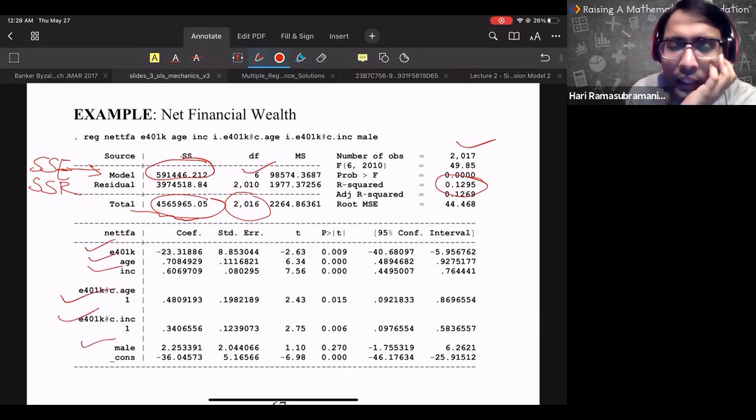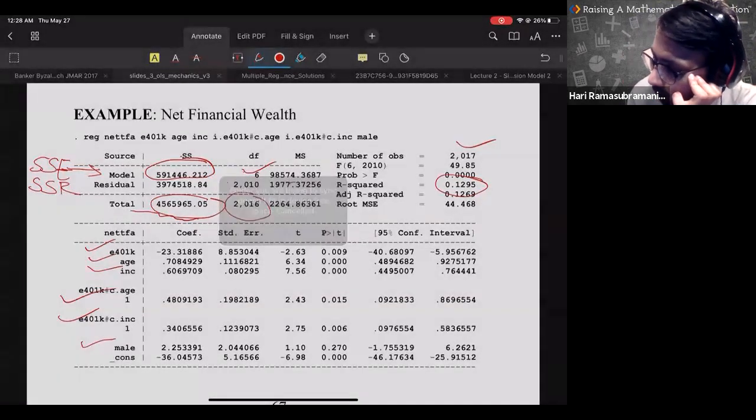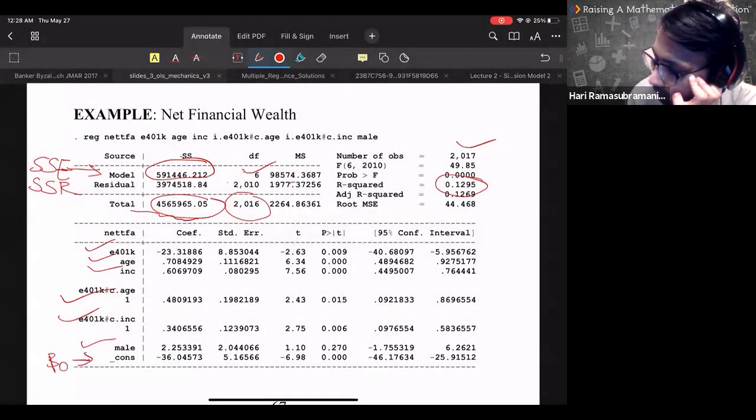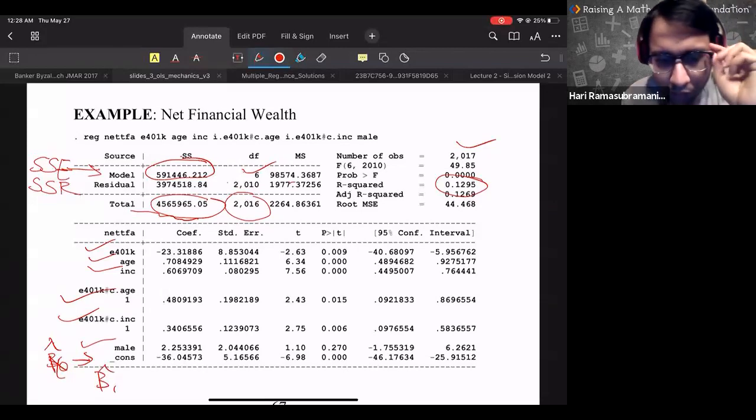So the more variables you include, the degrees of freedom will go up. And then you have the residual, which is the remaining degrees of freedom. So cons is just a constant. So this is your beta naught hat. Or in Wooldridge's notation, it is beta 1 hat, because you remember the variables start with x2 anyways.